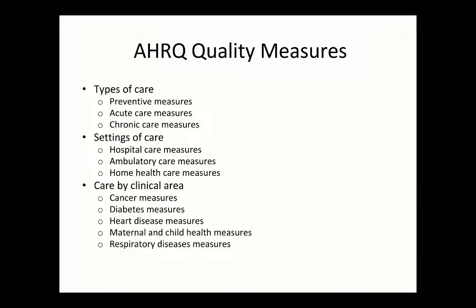The quality measures made available in HCUP vary based on the type of care, settings of care, and care by clinical area. Under types of care, there are measures specifically for preventative services provided, acute care, and chronic care services. Under settings of care, there are specific databases from hospital inpatient stays, ambulatory care, and home health care. And under care by clinical area, there are measures related to chronic conditions such as cancer, diabetes, heart disease, and respiratory diseases, as well as measures for maternal and child health.